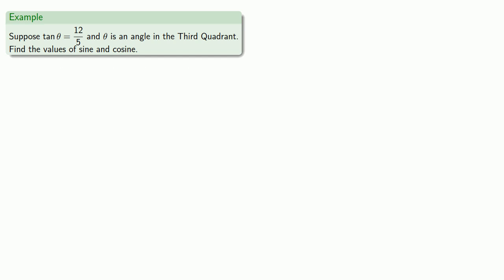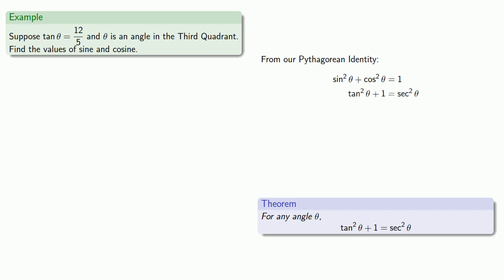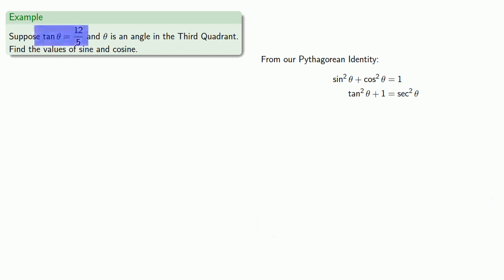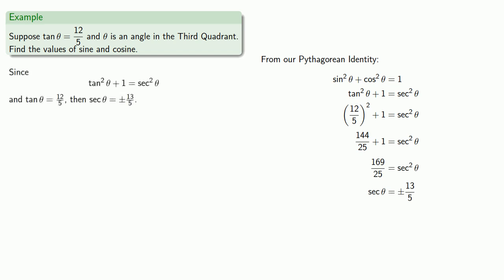From our Pythagorean identity, sine squared theta plus cosine squared theta equals 1, or tangent squared theta plus 1 equals secant squared theta. Since we know the tangent of theta is 12/5, we can substitute, solve for secant theta, and since we're looking for sine and cosine, we found neither of them.